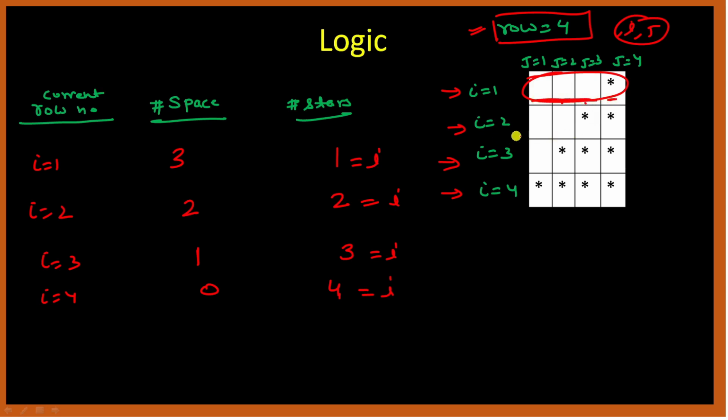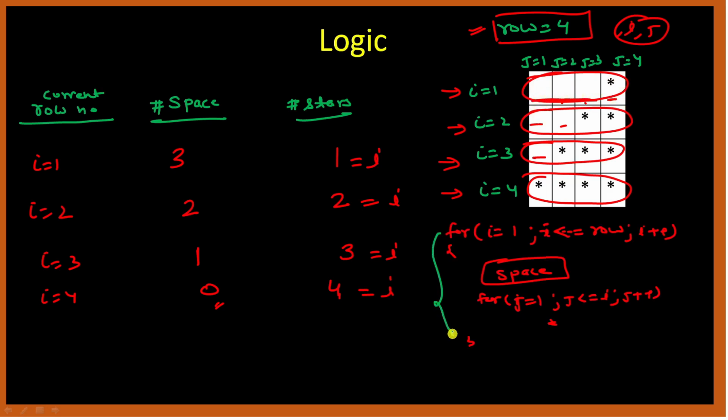Here, I equal to 2. What is the width? The width is 4. Basically, 2 spaces, 2 stars. In I equal to 3 also, what is the width of this row? Again 4: one space, 3 stars. And I equal to 4, width is 4: zero spaces, but 4 stars. So in every row, I have to run how many times? 4 times. So just for ease, I have written the code snippet here.